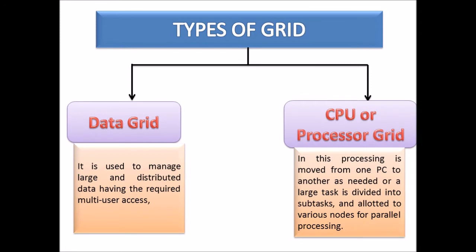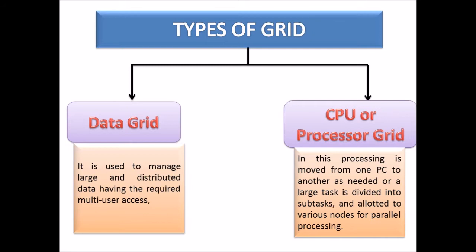One is data grid. That means it uses the data. It is used for managing large amounts of data. That means having a large storage is required. Okay, so it is used to manage large and distributed data, having the required multi-user access. Okay, so all can access the data from that.